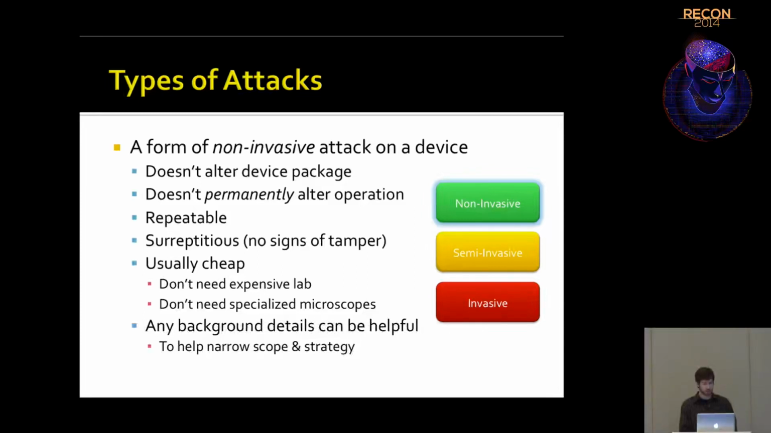You don't need an expensive lab. You don't need specialized microscopes. However, any background details you have when approaching a chip are absolutely beneficial, because glitching can be black box. If you have a decapped chip or an image of the ROM or any sort of physical indicators to help guide you on what the chip might be, then you definitely want to apply those in your knowledge base about the chip. It helps to narrow the scope and strategy of what you're doing.